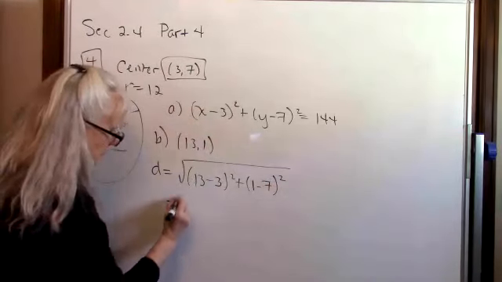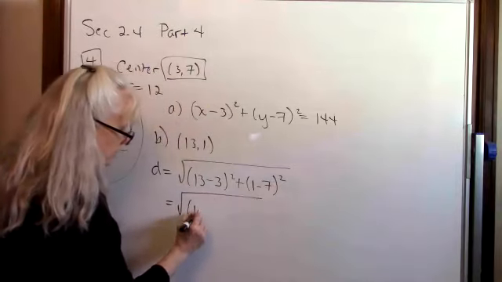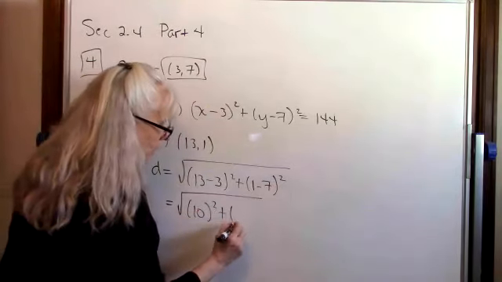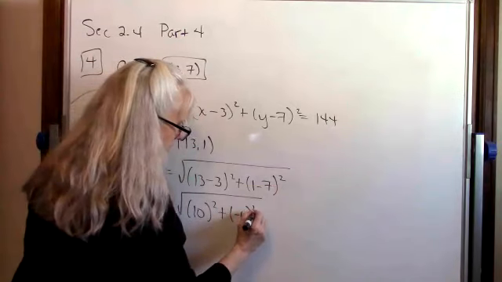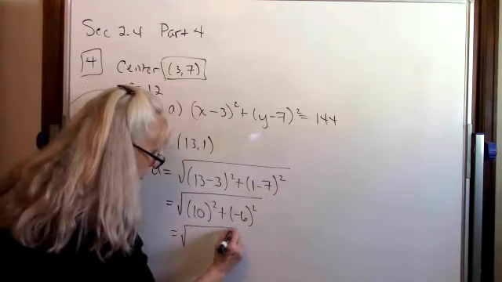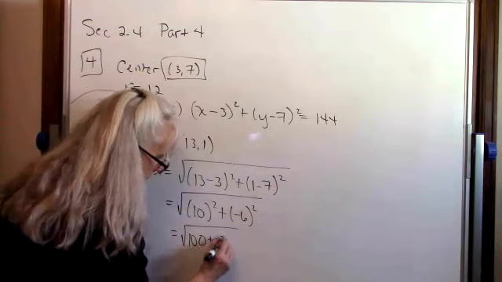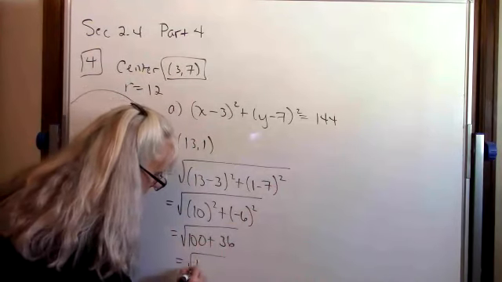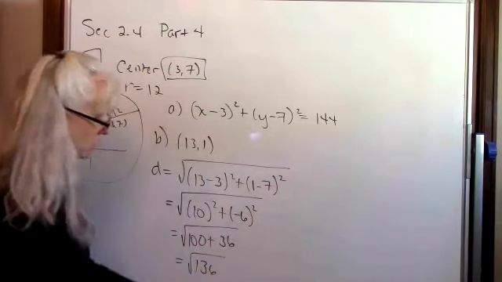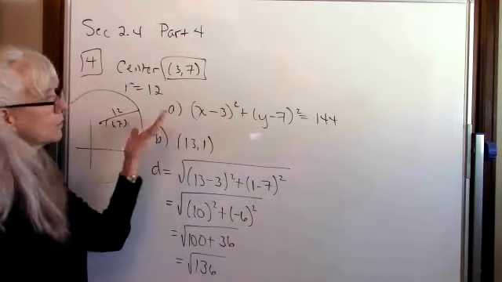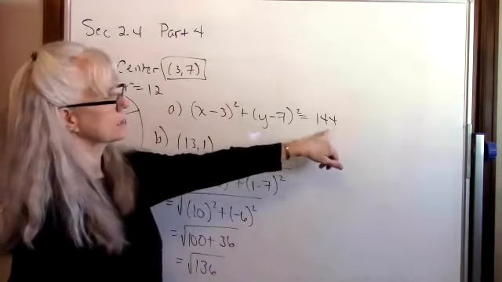So 13 minus 3 is going to give me 10, which I'm going to have to square. 1 minus 7 is -6, which we're going to square. That gives me 100 plus 36, which is 136. Because we want to know whether or not this number is less than 12 squared, well, we can already see it. 136 is less than 144.